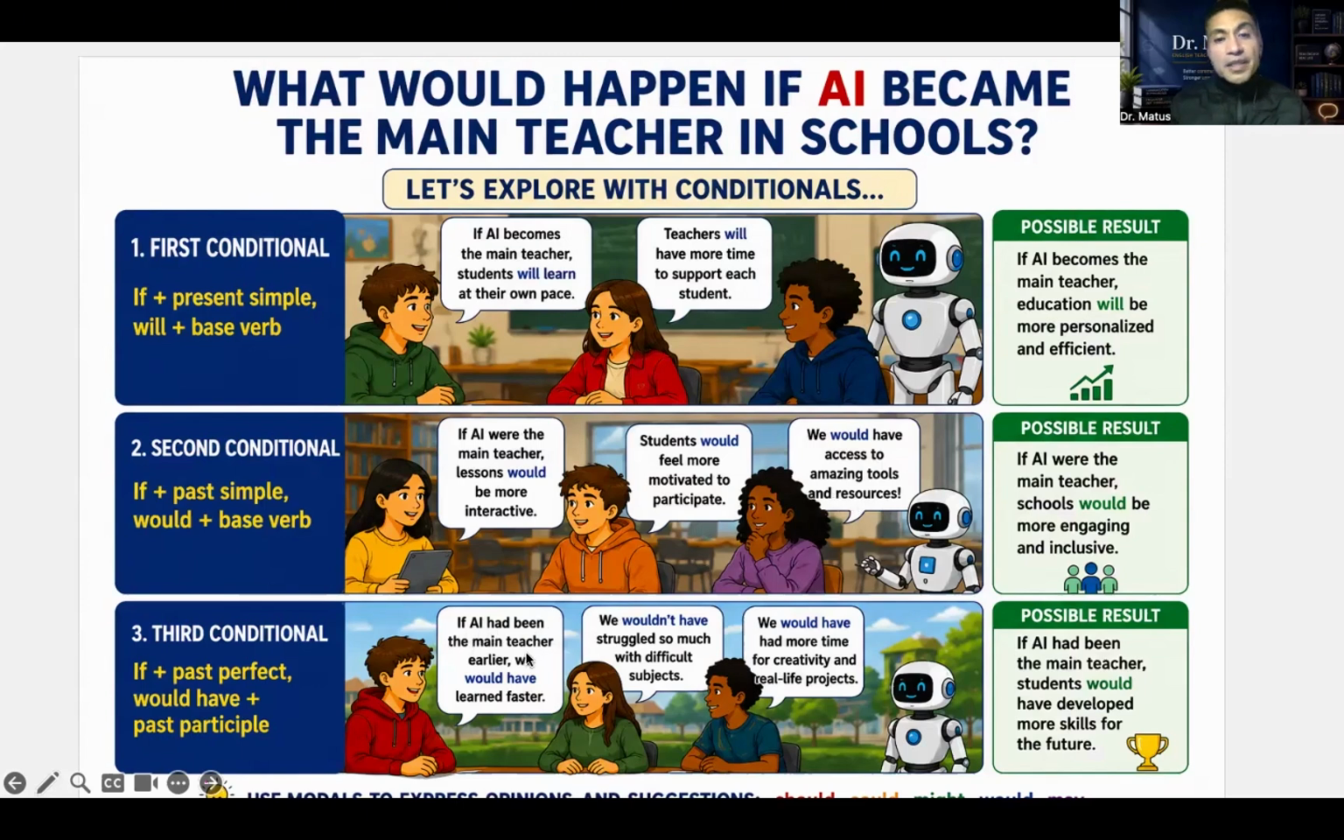If artificial intelligence had been the main teacher earlier, we would have learned faster. We wouldn't have struggled so much with difficult subjects, and we would have had more time for creativity and real-life projects. So here you've got, of course, if you use the first conditional, you have the possible result. The possible result with second conditional, if artificial intelligence were the main teacher, schools would be more engaging and inclusive. In the first case, will be the result. And the possible result in the third example is, if artificial intelligence had been the main teacher, the students would have developed more skills for the future and would have been better prepared, for example.